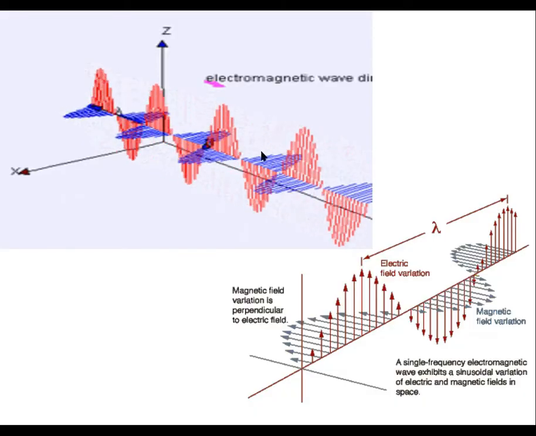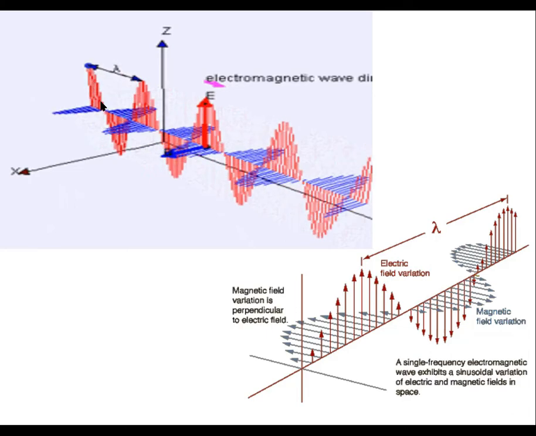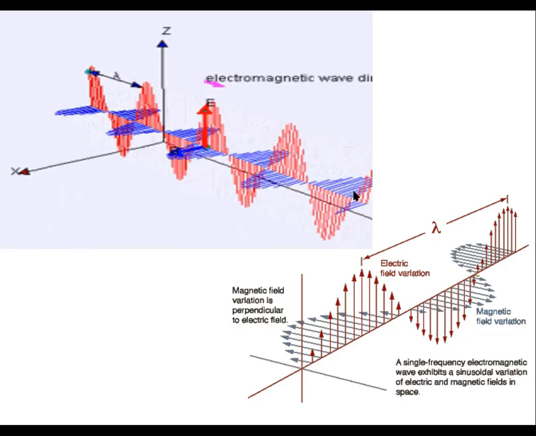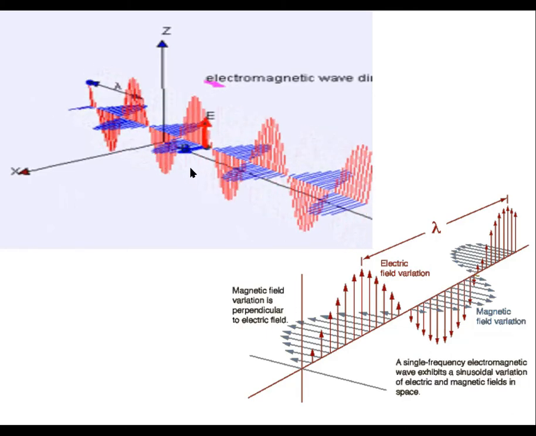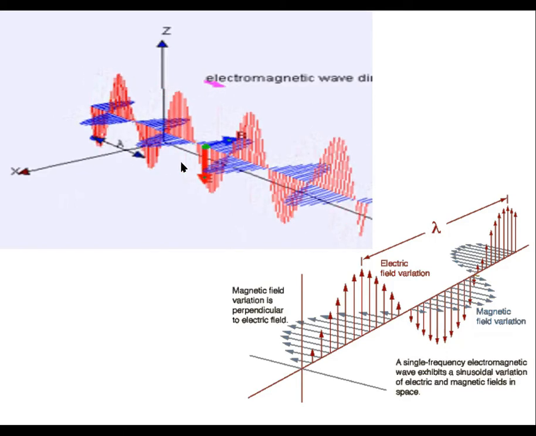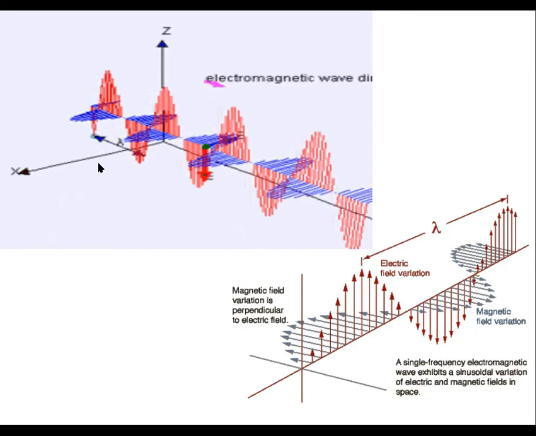So, this is an electromagnetic wave. Its k vector is along the positive y-axis, and E and B vectors are vibrating in the direction of the z-axis and x-axis respectively.